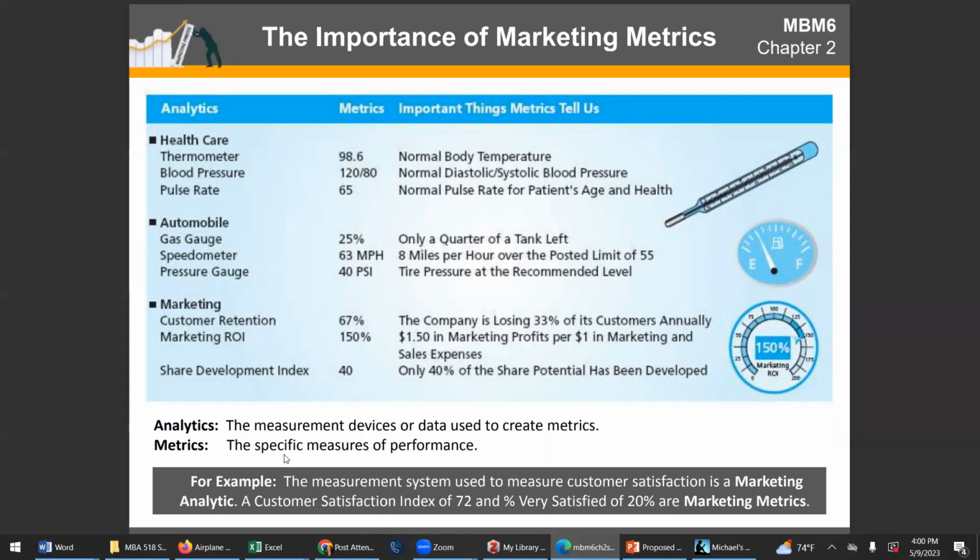We have metrics that tell us lots of things, right? So here, if we're talking about our physical health, we do have metrics around our temperature, blood pressure, or pulse. If we're looking at our car, right? So we're going to have a metric around how much gas we have, how fast we're going, the pressure, PSI, pounds per, whatever tire, PSI.